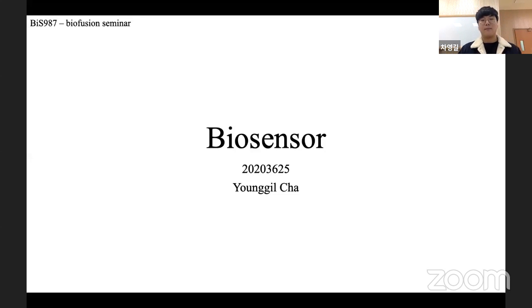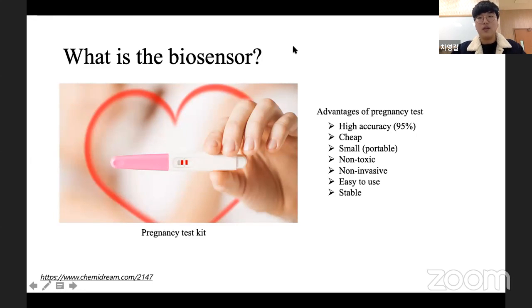Hi, my name is Youngil Cha, and I'm the first presenter on the topic of biosensors. I will briefly introduce the concept of biosensors and their configuration. So, what is a biosensor? The figure you're looking at is a pregnancy test kit, one of the most successful biosensors in the world. With all the features of good biosensors, this device reacts with HCG, the human hormone, in the urine to indicate that you are pregnant.